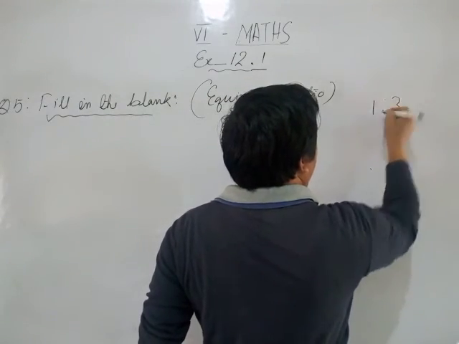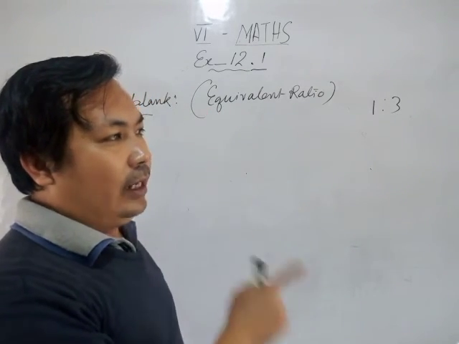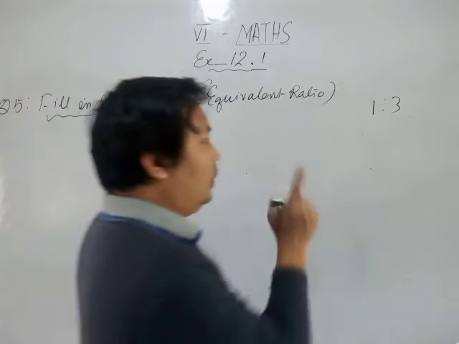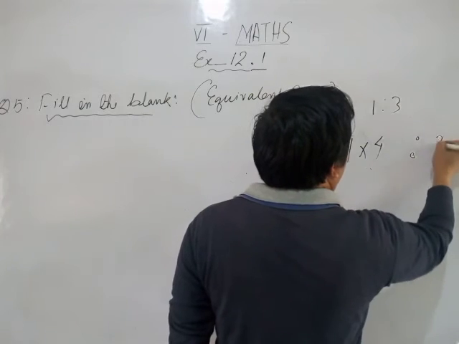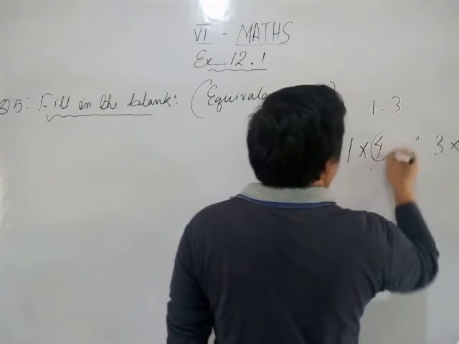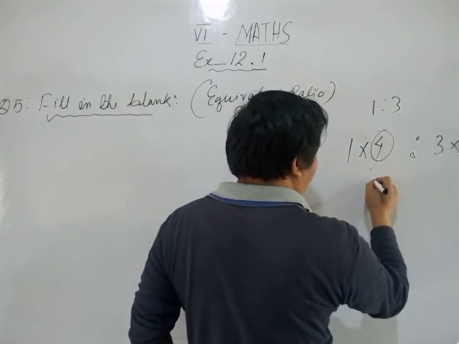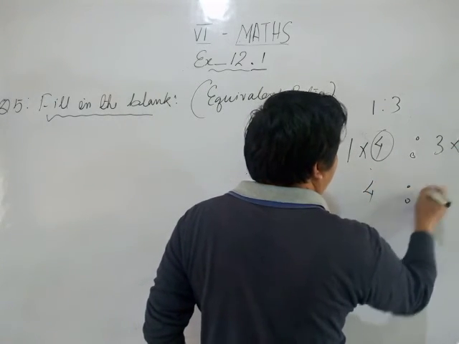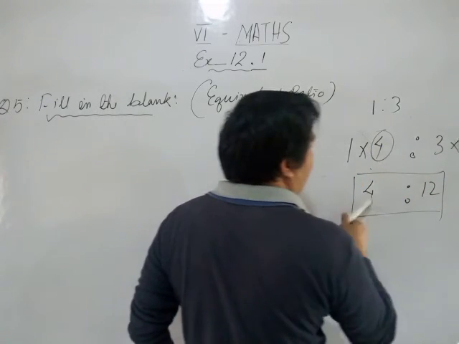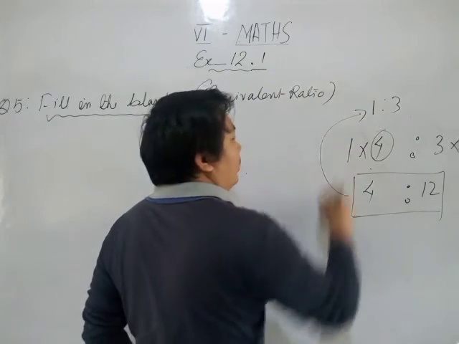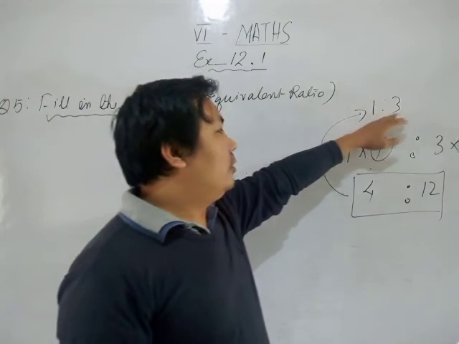So let's take one example of a ratio, 1 is to 3. Given this ratio, if we have to find another equivalent ratio, what do we have to do? We just multiply by some number. 1 into 4 is to 3 into 4, the same number multiplied to both terms. We get 4 1s are 4, is to 4 3s are 12. So 4 is to 12 is an equivalent ratio of 1 is to 3. Equivalent means equal.